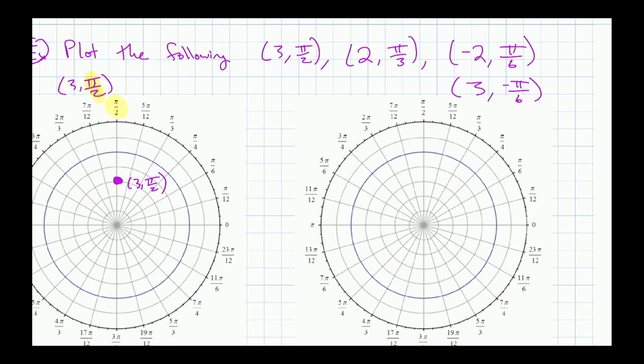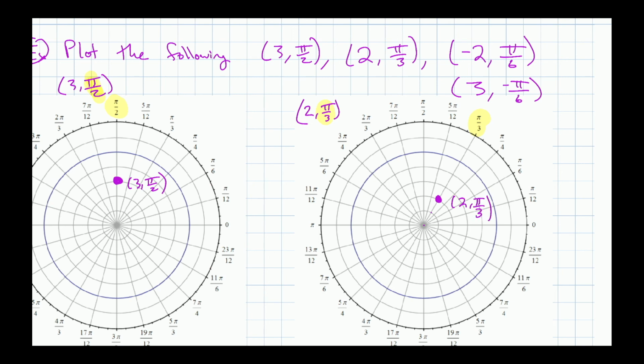Over here, we're going to plot 2 comma pi over 3. So we need to find the angle pi over 3. Of course, you got pi over 3. Pi over 3 is right here. So we're going to head out 2 in that direction. So we're from the origin. So we're from here. So we go 1, 2 here, right? Distance of 2 away. So that's 2 comma pi over 3.